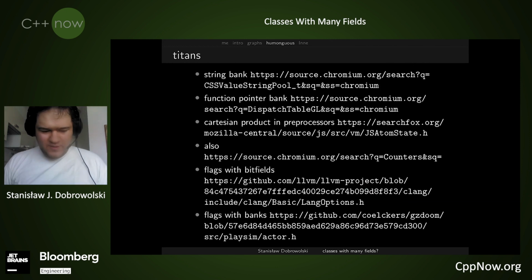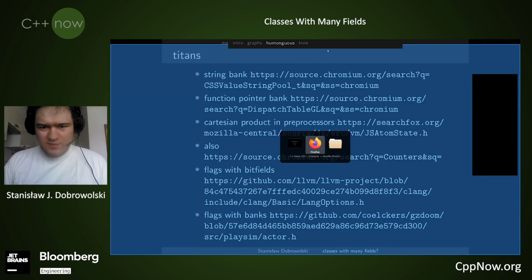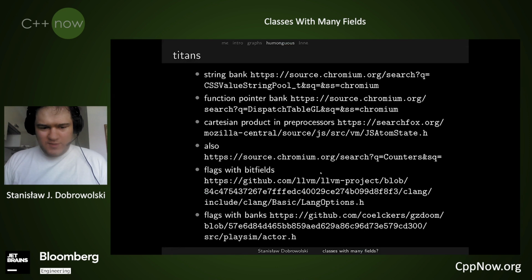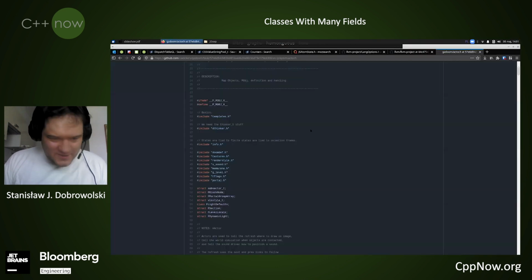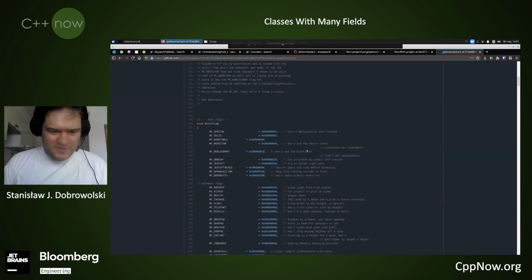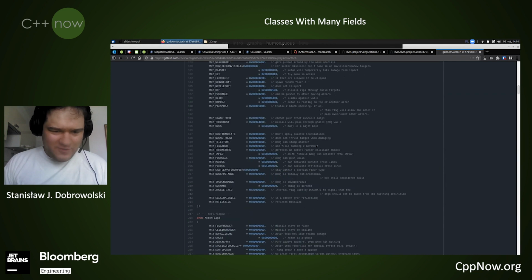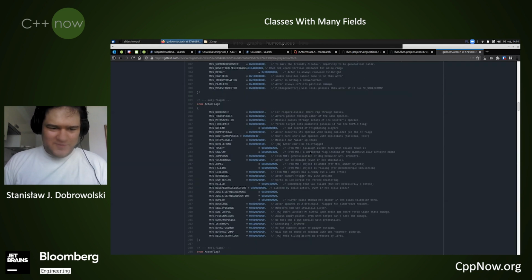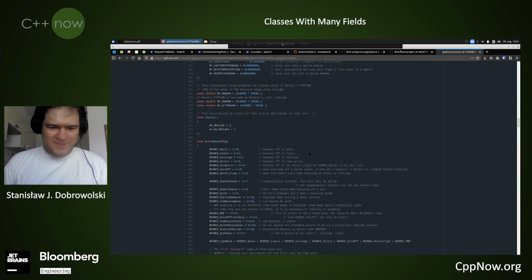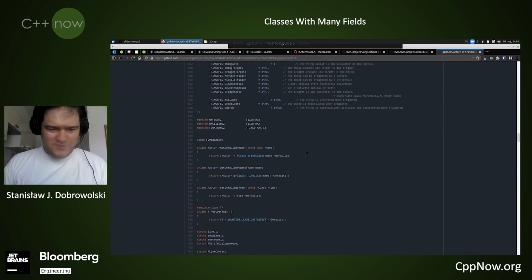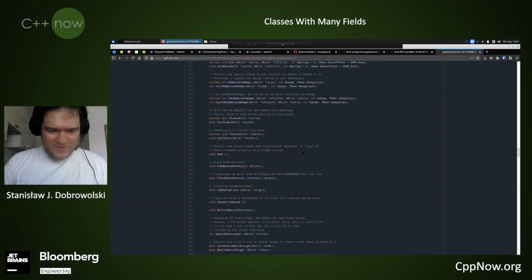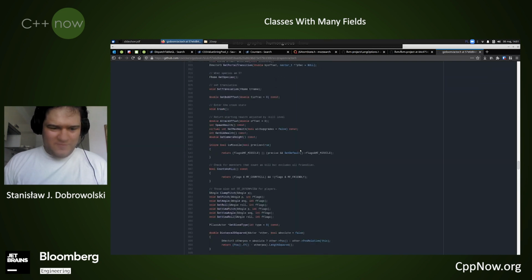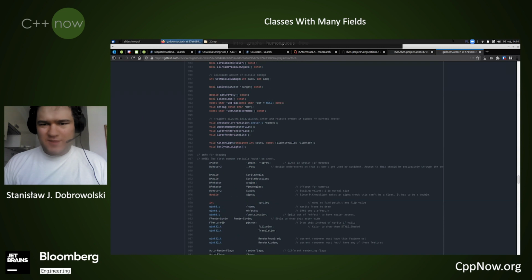For the last few minutes, because it took more time than I expected, there are some links with very messy classes. This is a thing that I found myself before. As you can see, these are flags in a class, which are then put in something that has 200 or so fields written. Basically, you can look that up yourself later because I'm already over time.